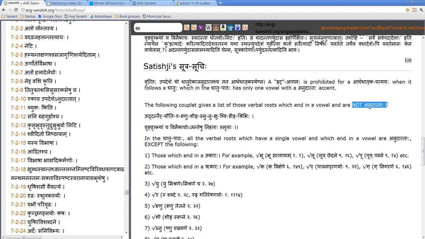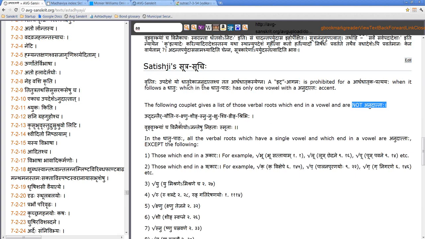Svaracha anudattaha. So 7.2.10 does id nishedha when the dhatu is anudattaha. If the dhatu is udattaha, then of course we cannot apply 7.2.10. Then 7.2.35 will proceed with the idagamaha. So which are these dhatus now which end in a vowel, which are udattaha? They are like this.